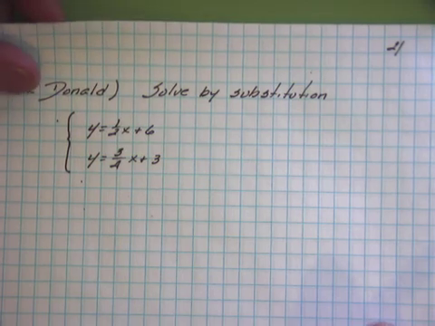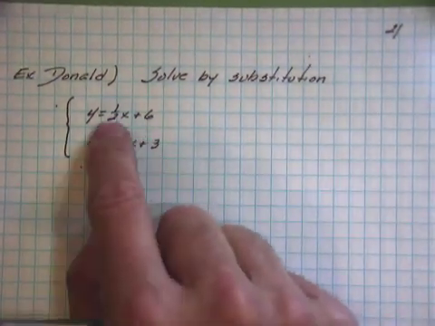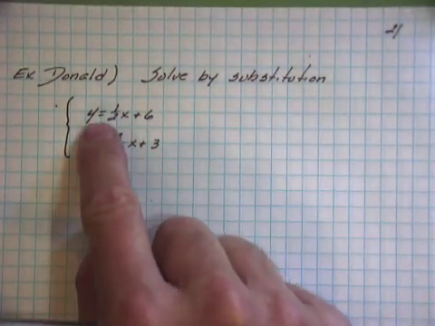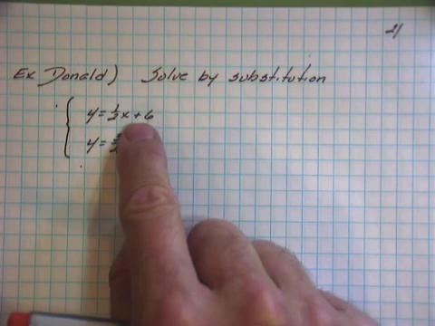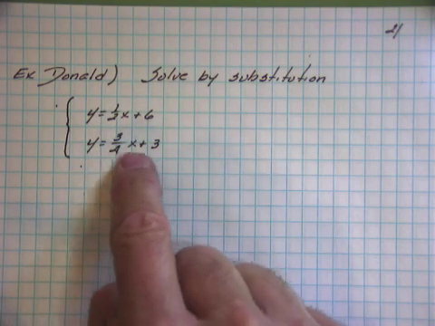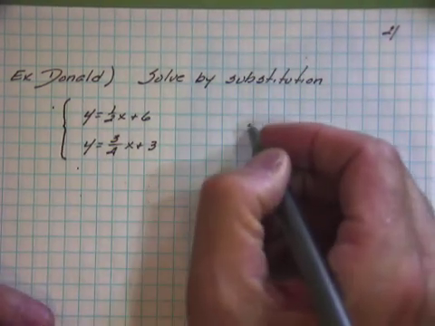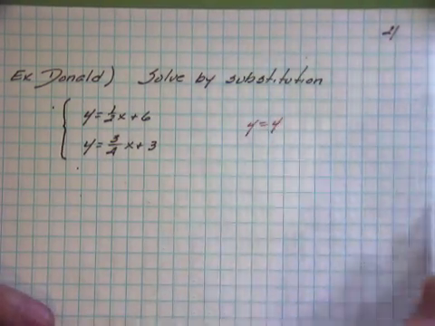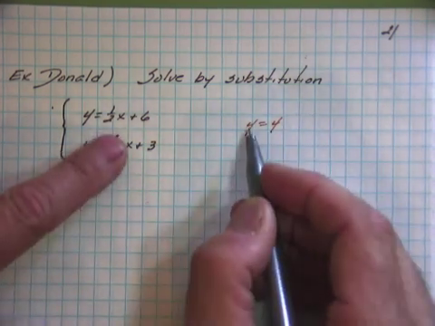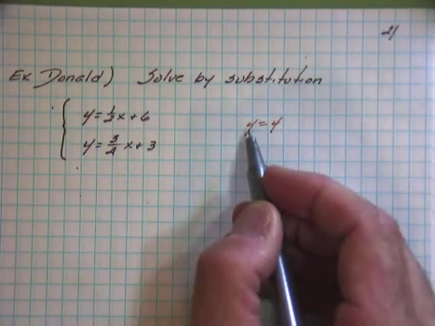Got one more to do for you. Oh, it looks like two more. Okay, so this is example Donald. Now, you'll notice both of these are in slope-intercept form, right? Y equals 1/2 x plus 6, and y equals 3/4 x plus 3. Well, remember the reflexive property, y equals y?